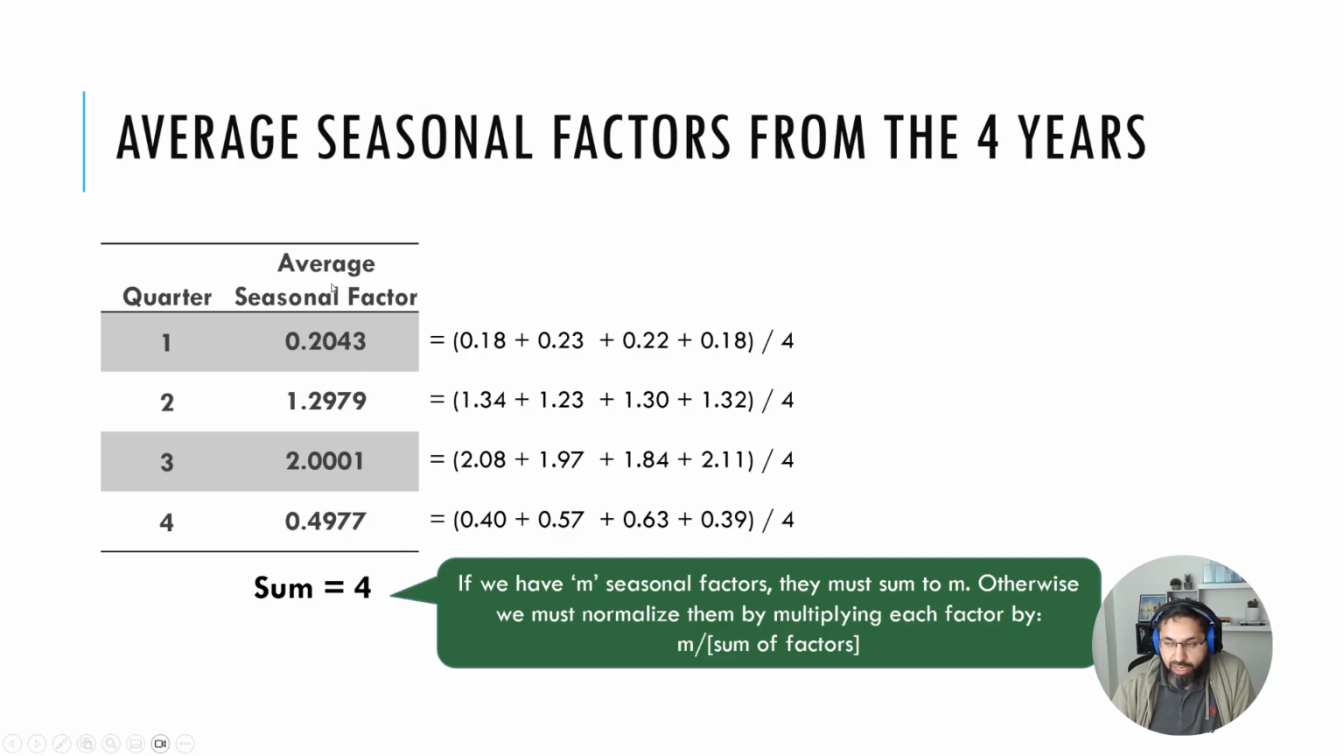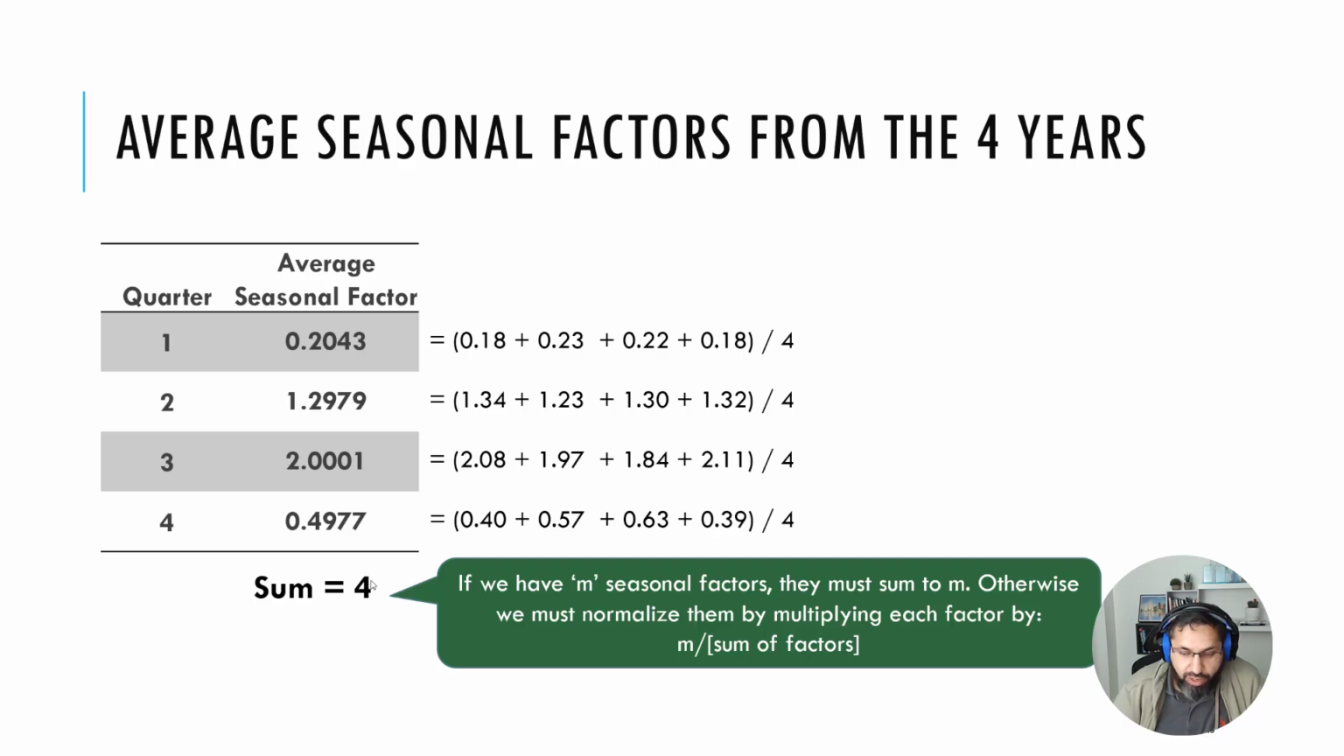Now, because M is 4, I have quarterly seasonality, the sum of the seasonal factors should add up to 4. If it's not adding up to 4, you have to rescale it. So let's say the sum adds up to 4.5, then you divide each seasonal factor by 4.5 and multiply by 4, or in other words, multiply by 4 over 4.5 to scale them, so they should always add up to M. That is a condition you need.